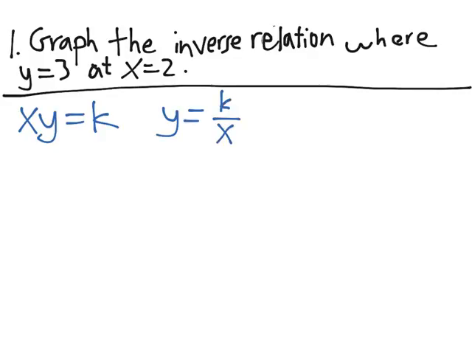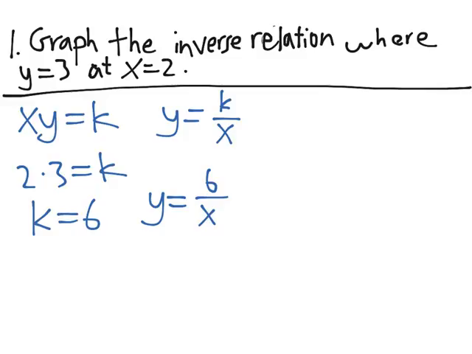Now to find out exactly what we're graphing, we need to figure out what k is first. Since the equation xy equals k is satisfied for all values of x and y on this curve, the values of 3 and 2 can be plugged in. 2 times 3 equals k, since y equals 3 at x equals 2. So k is equal to 6. This means the equation we want to graph is y equals 6 over x.